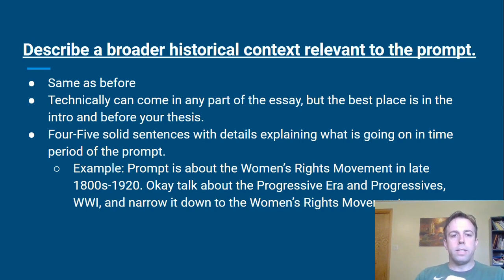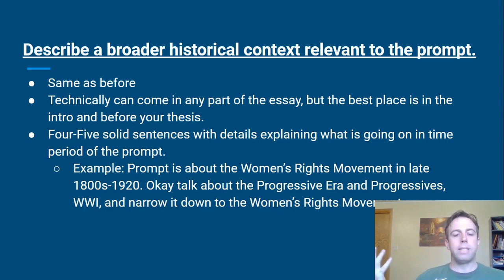So historical context, again, we've been working on this all year, and it's the same as before. It's a little bit devalued now, though, because it's only 1 out of 10 points instead of 1 out of 7. But technically, it can come in any part of your essay. But as we've been doing all year, the best place to put it is in the intro and before your thesis. So your intro should be very large. Your full paragraph should be 4 to 5 solid sentences with context, and then your thesis right after that.